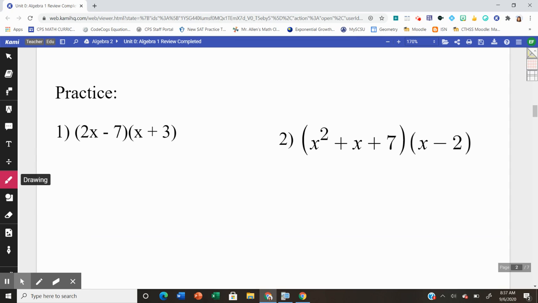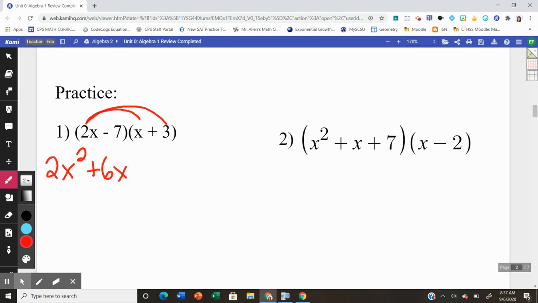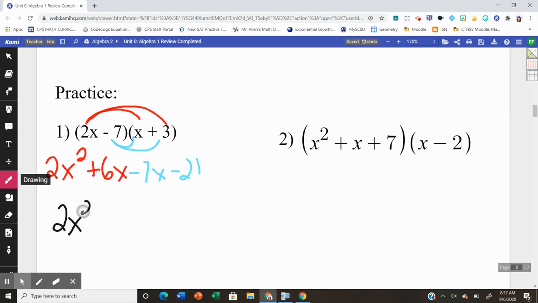All right, first example, I'm going to go across. I'm going to do my little rainbow here. So I have 2x times x is 2x squared. 2x times 3 is 6x. Going down to my second term now, negative 7 times x is negative 7x. Negative 7 times 3 is negative 21. When I combine my like terms, I end up with 2x squared minus x minus 21.